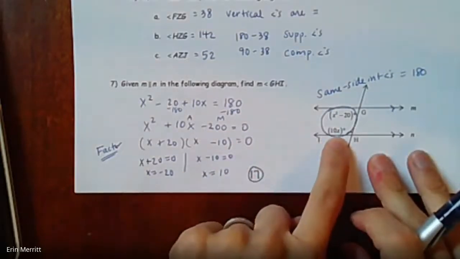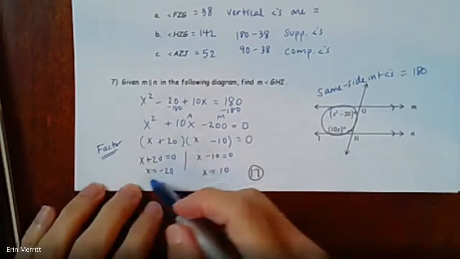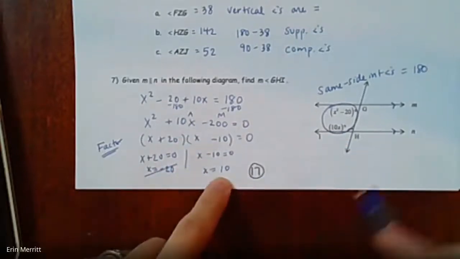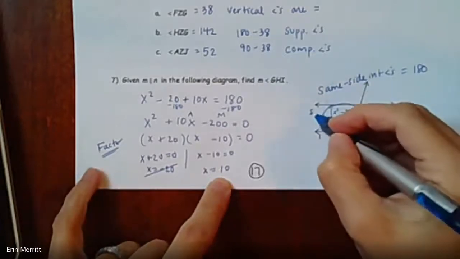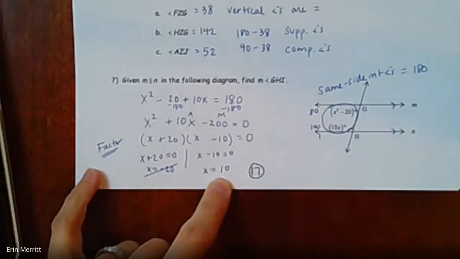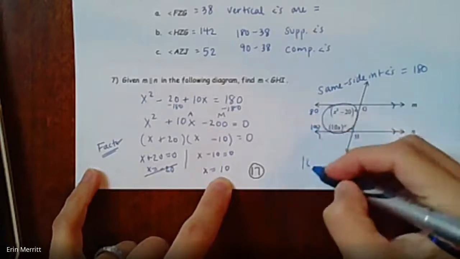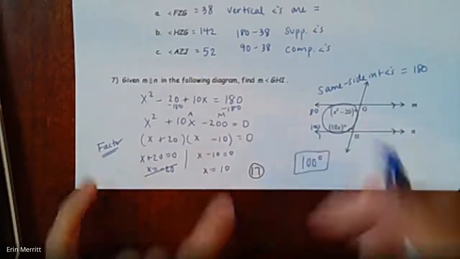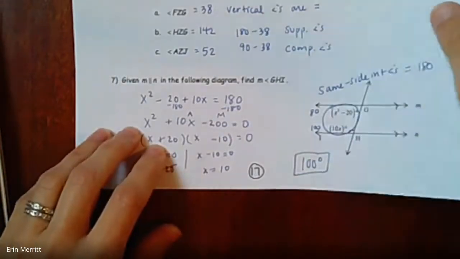So I plug in a negative 20 here. I'm going to get negative 200 degrees. So much of that makes no sense. So get rid of that. If I plug in a 10, 10 squared would be 100 minus 20. That would come out to be 80. 10 times 10, that would be 100. That one checks out just fine. So when it asks you to find the measure of GHI, that is that 100 degrees right there. Awesome.